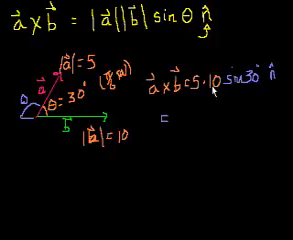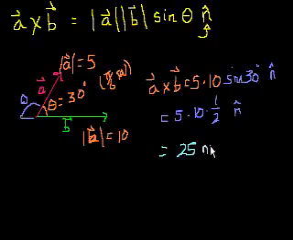So this is equal to 50, and what's sine of 30 degrees? Sine of 30 degrees is 1/2. You could type it into your calculator if you're not sure. So it's 5 times 10 times 1/2 times the unit vector. So that equals 25 times the unit vector.